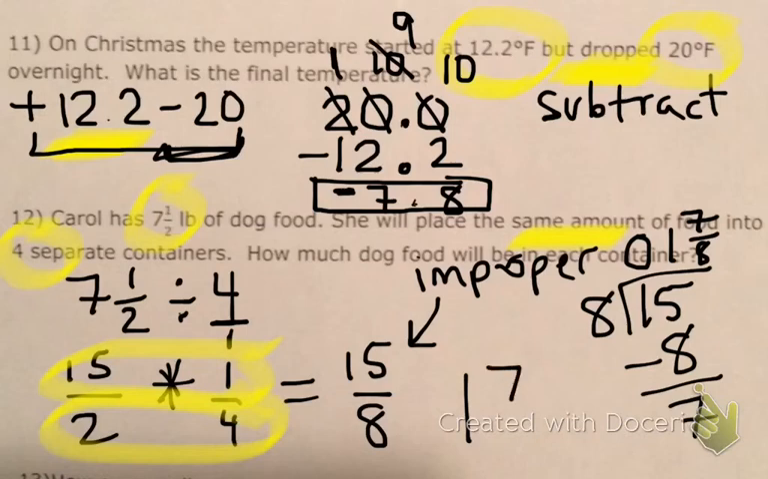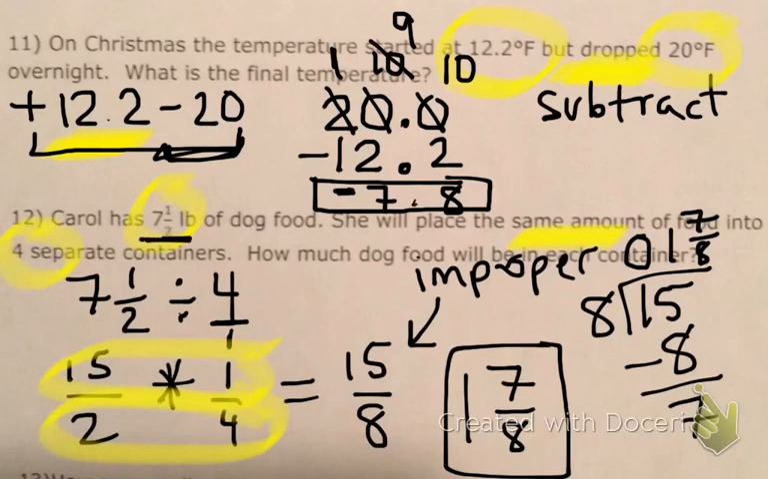To make it easy on my teacher, I'm going to box it in. Again, remember we said 7 is close to 8. So if we started off with 8 and divided it by 4, it should be about 2. 1 and 7/8 is pretty close to 2 pounds of dog food per container.